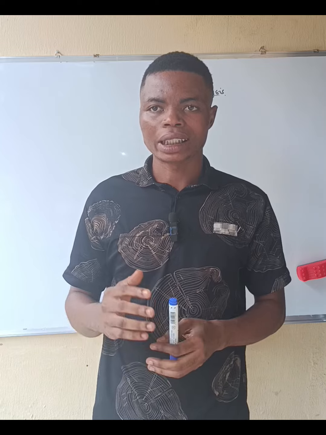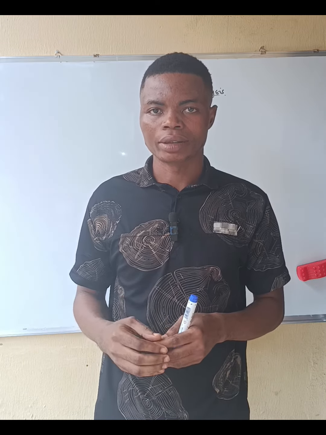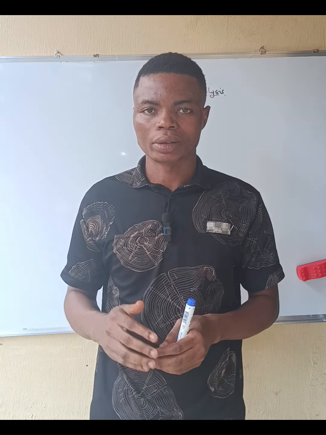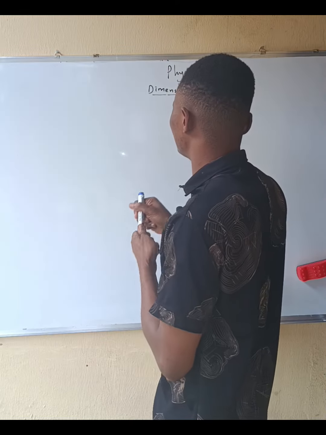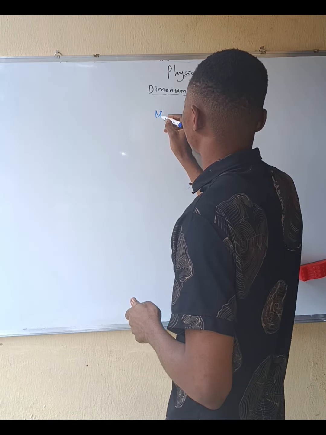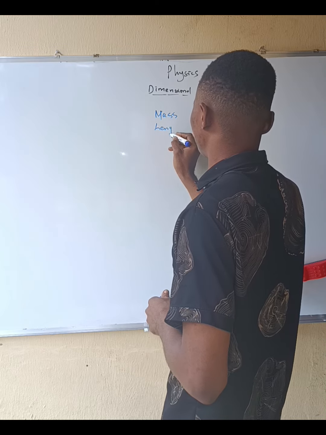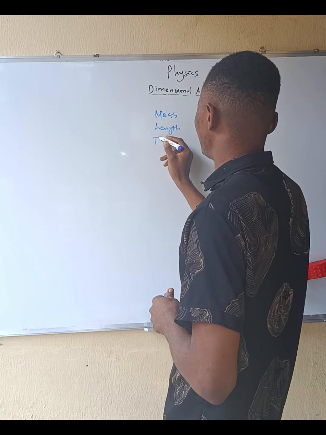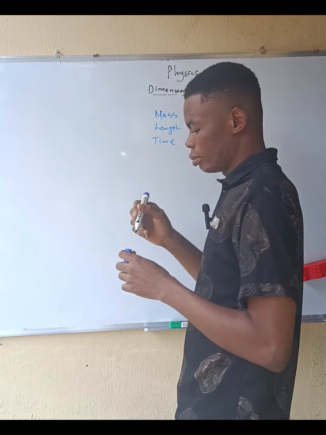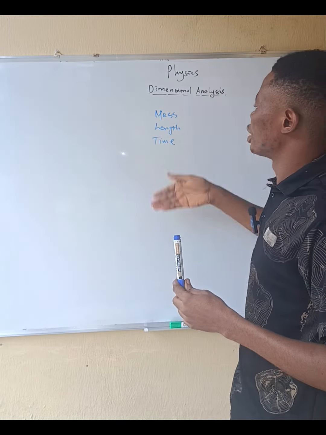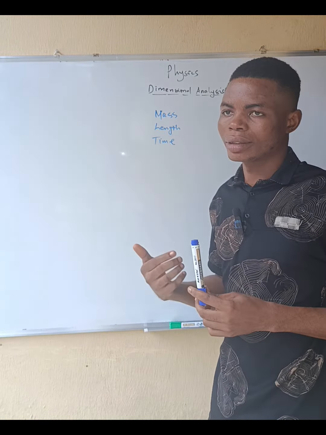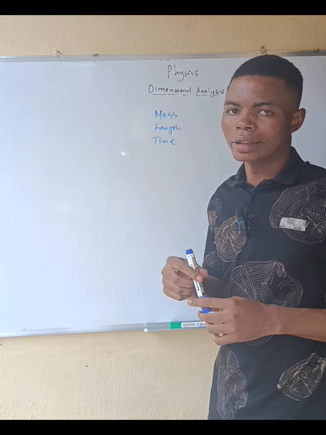We have three physical quantities that are very important when we are talking about dimension. These are the mass, we have the length, we have the time. These three physical quantities are very important in dimensional analysis.